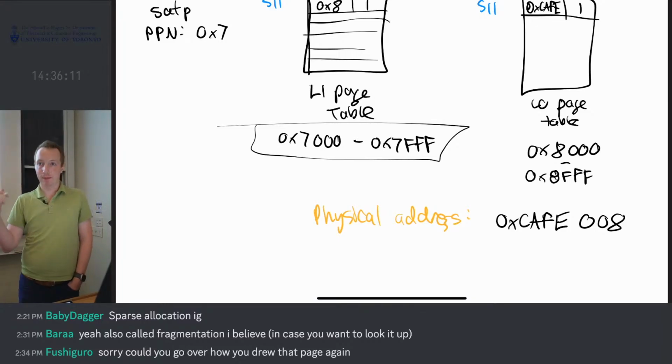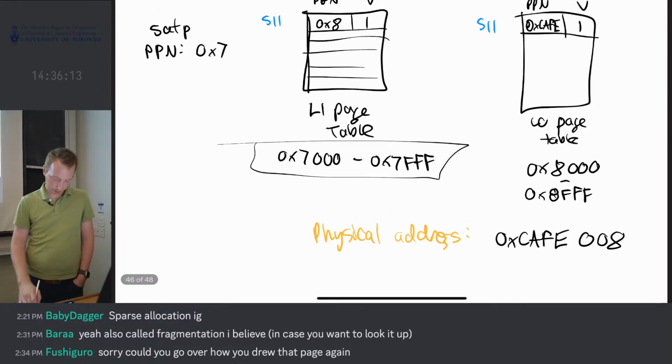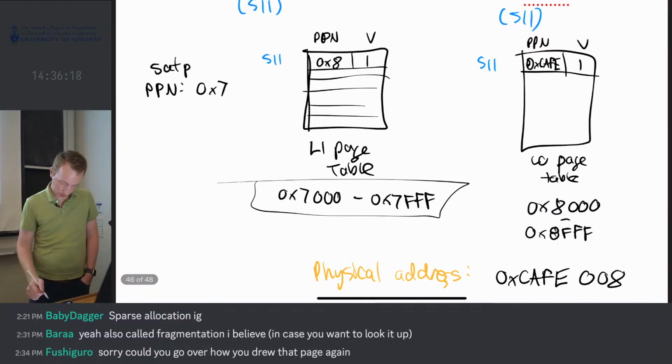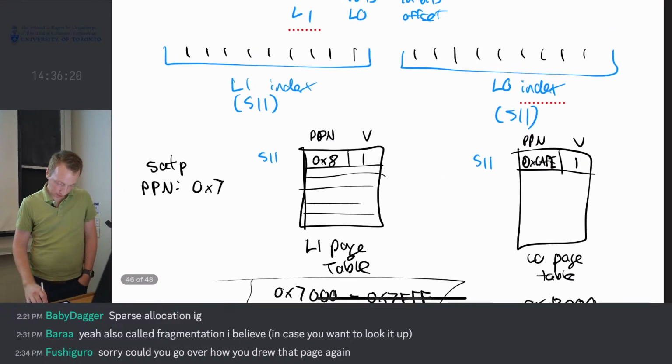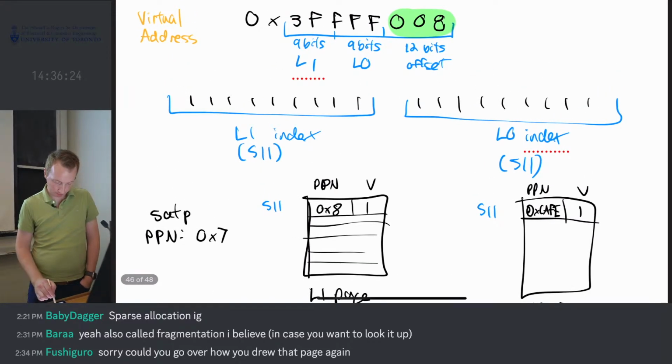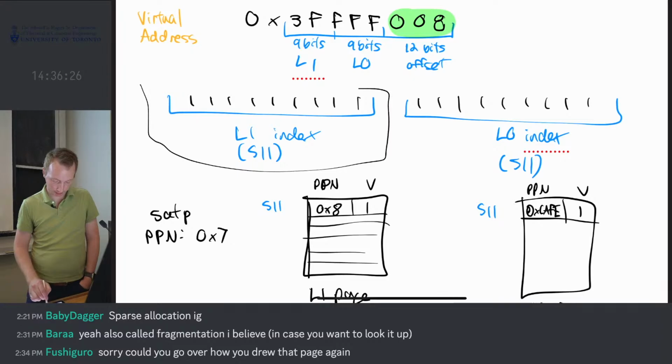Yep. Which entry was 0x8 from the L1? How did we find which entry that was? So we found what entry that is, but from the L1 part, from the L1 index of that address.